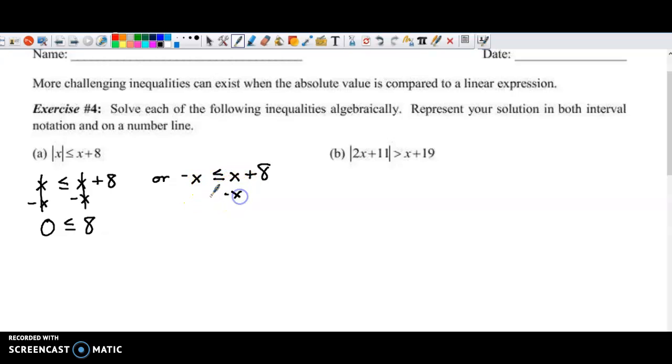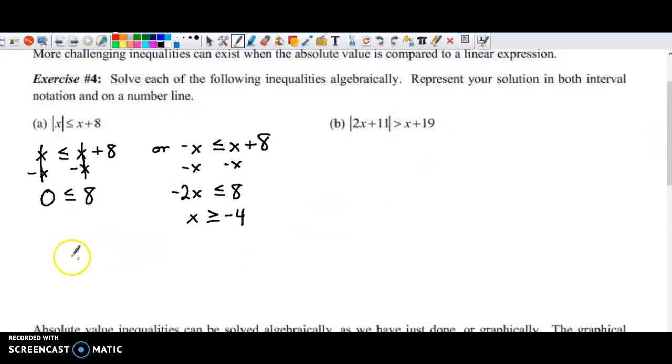But on this other one, if I subtract x over, I get negative 2x is less than or equal to 8. And if I divide the negative 2 over, I get x is greater than or equal to negative 4. Well, let's see what happens there. So let's look at our number line. So right here, 0, 2, 3, negative 4. It could equal, but let's try some different values.